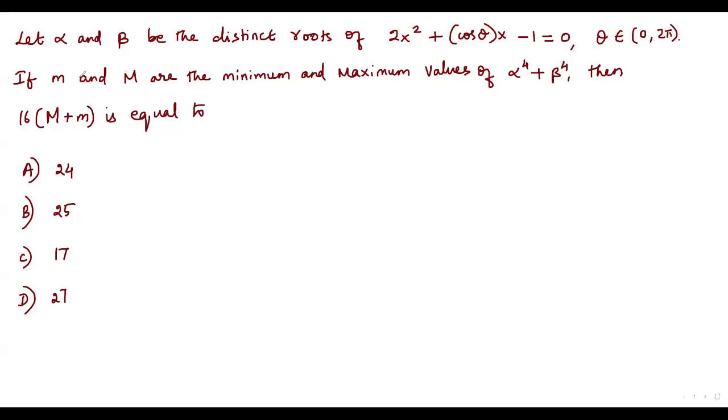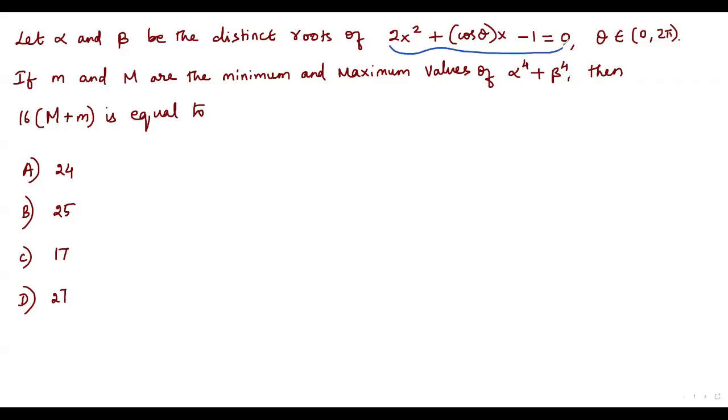If m, small m, and capital M are the minimum and maximum values of α⁴ + β⁴, then 16(M + m) is equal to. So our aim is to find the value of this expression, 16 times capital M plus small m, where capital M is the maximum value of this expression and small m is the minimum value of this expression.